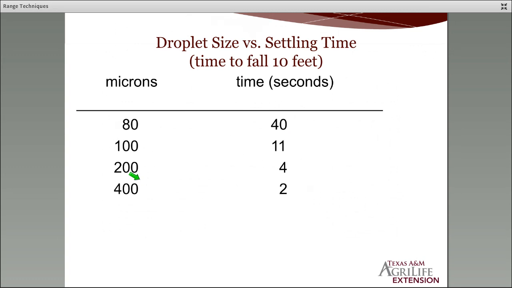Something else to keep in mind, the droplet size versus the settling time. Look at that 400 micron droplet. Takes 2 seconds. The 80 micron droplet takes 40 seconds. With a little bit of wind, how far could that droplet go in those 40 seconds?